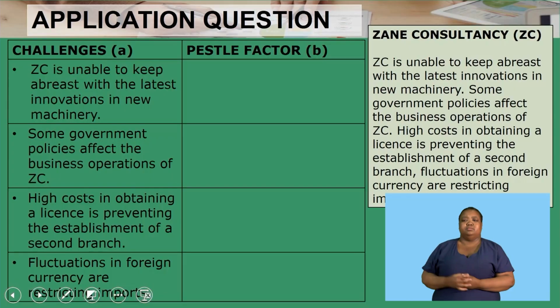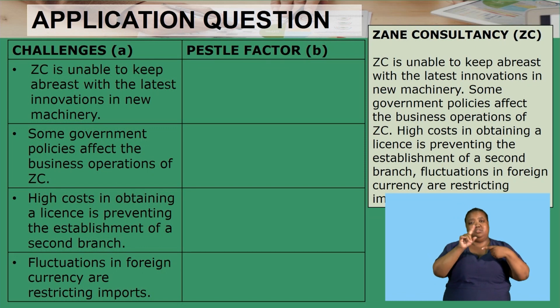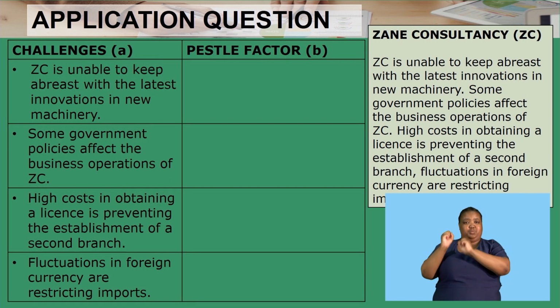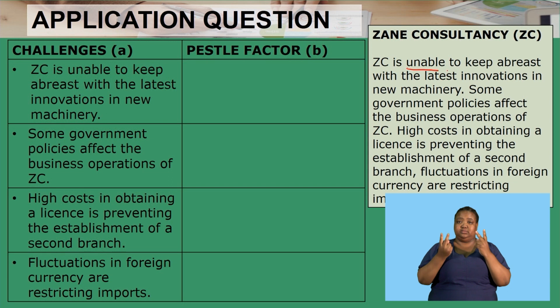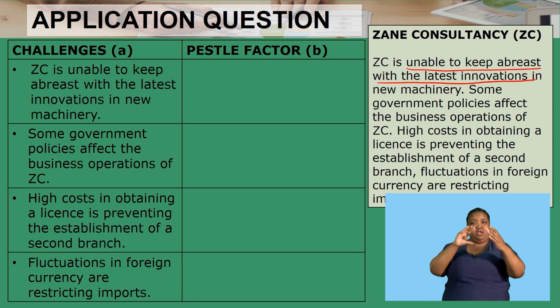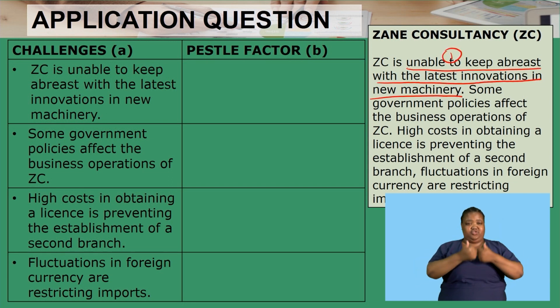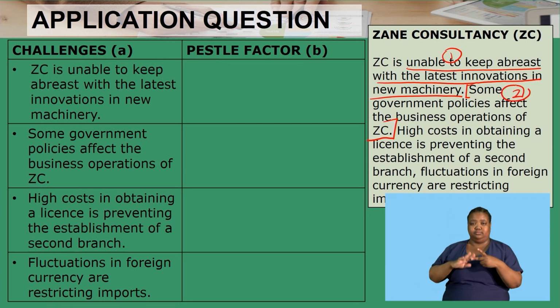It says here the first challenge, ZC is unable to keep abreast with the latest innovation in new machinery. So now we've identified the first challenge. The second challenge, as you can see, I hope you can see because it was taken straight from this. It says here, some government policies affect the business operations of ZC. So this is the second challenge.